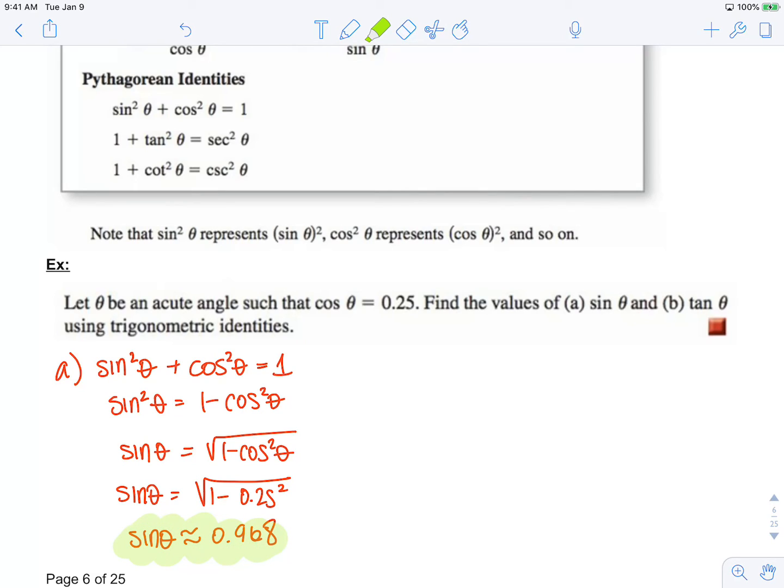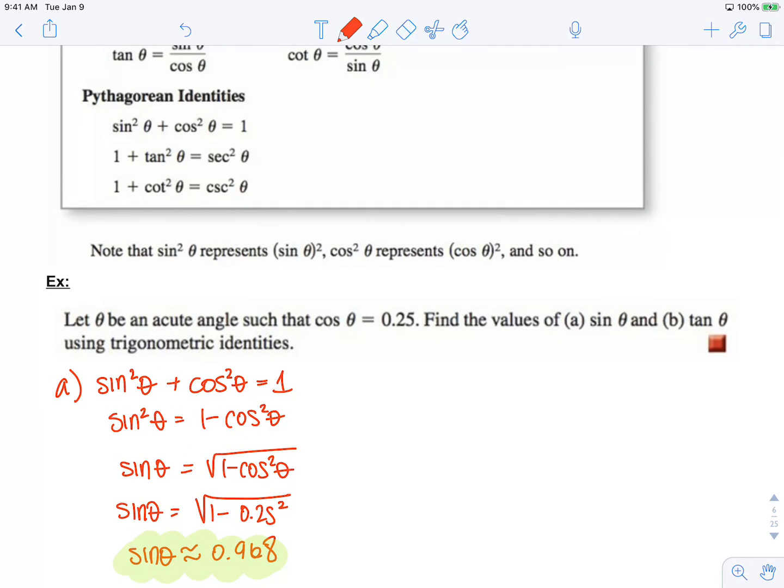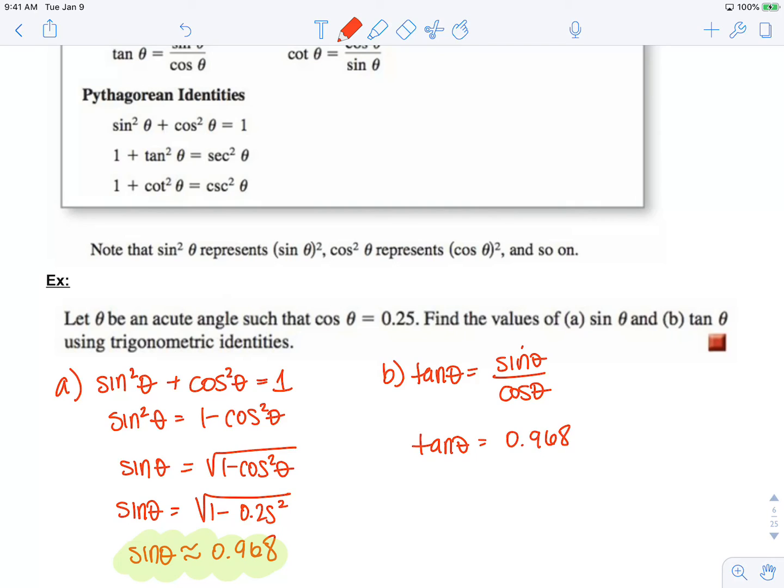So in part B, we want to find tangent theta. Well, we know that tangent theta is sine theta over cosine theta. And we know that sine theta, we just found in part A, is 0.968. And cosine theta was 0.25. So tangent theta is approximately 3.872.